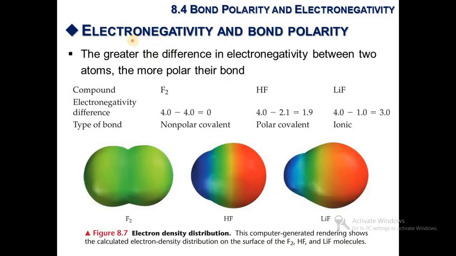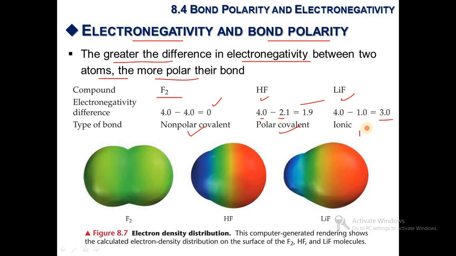Then the relation between electronegativity and bond polarity. The greater the difference in electronegativity between two atoms, the more polar the bond formed will be. For example, in the F2 molecule, the electronegativity difference is almost 0, so this is a non-polar covalent bond. In HF, the electronegativity difference between the two atoms is 1.9, so this is polar covalent. But in lithium fluoride, the difference is much higher, 3.0, so it is a purely ionic compound. And this is the diagrammatic representation of these three molecules.